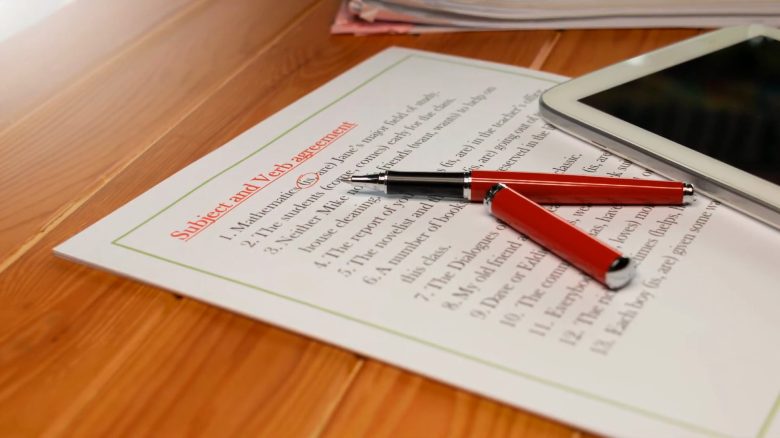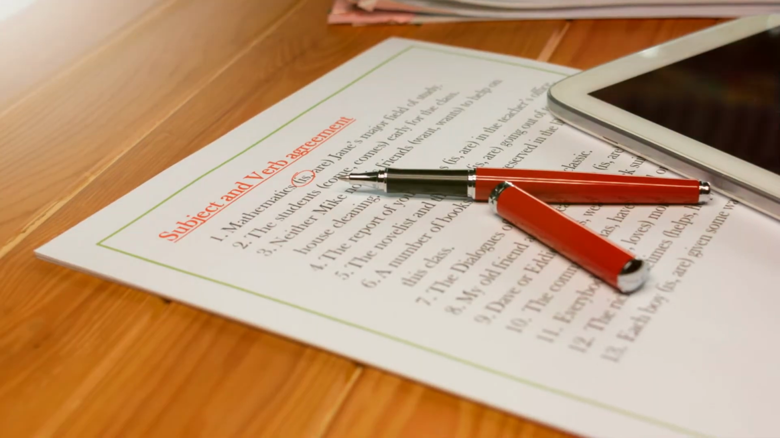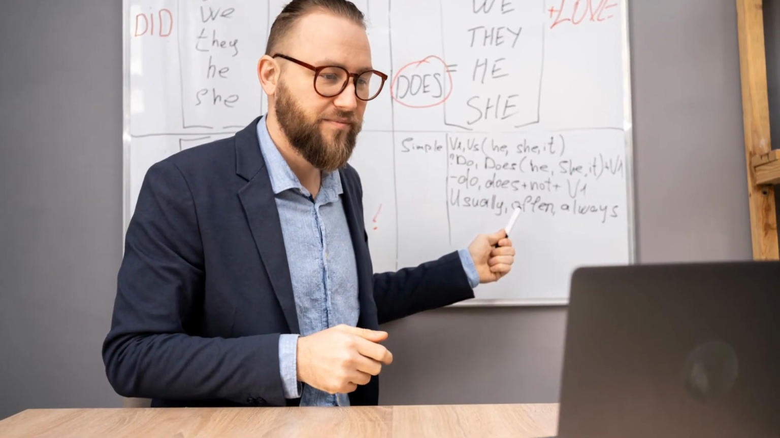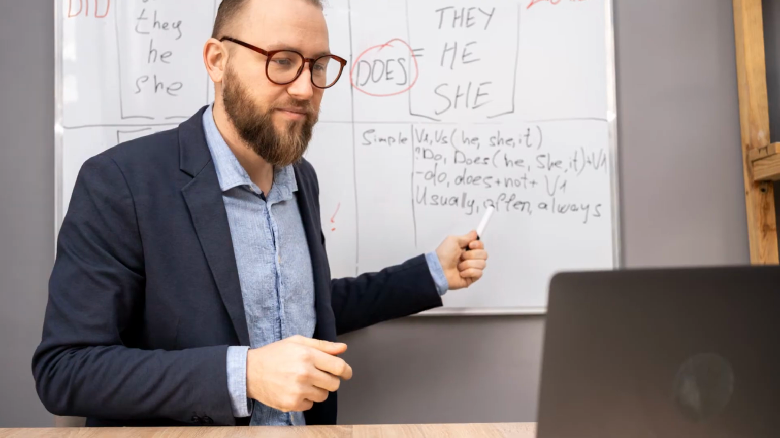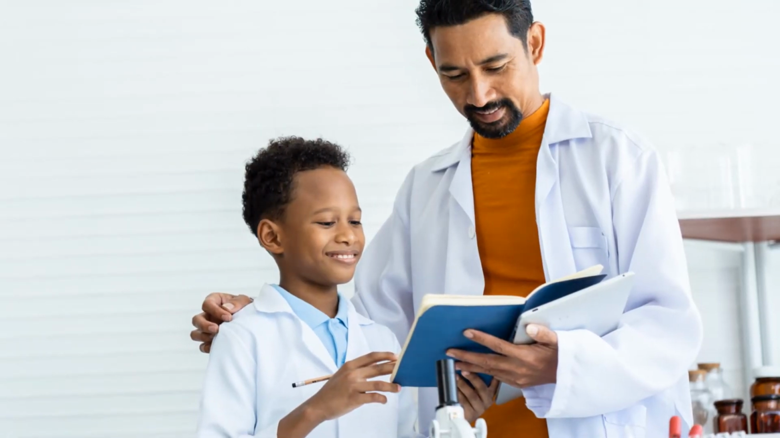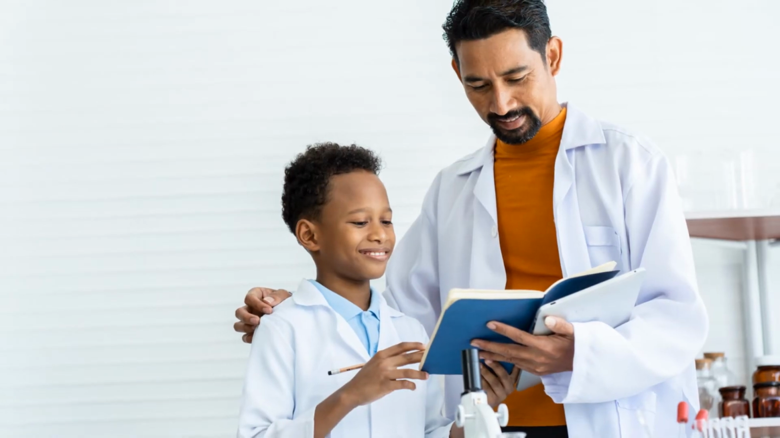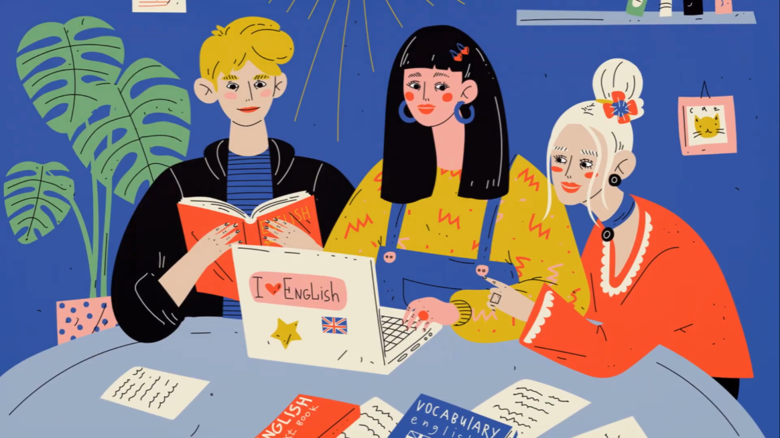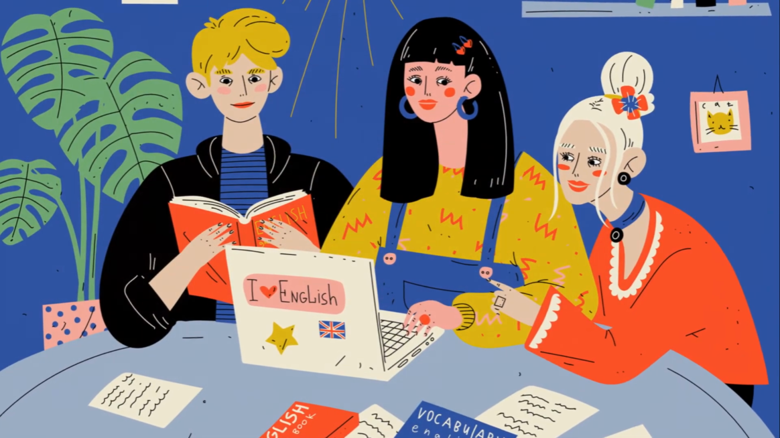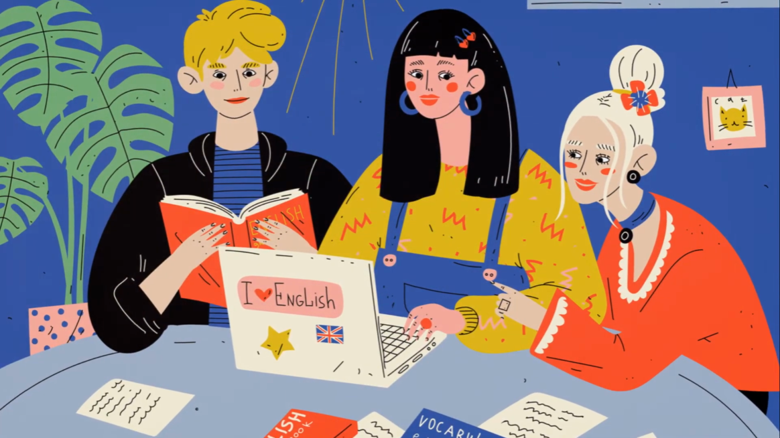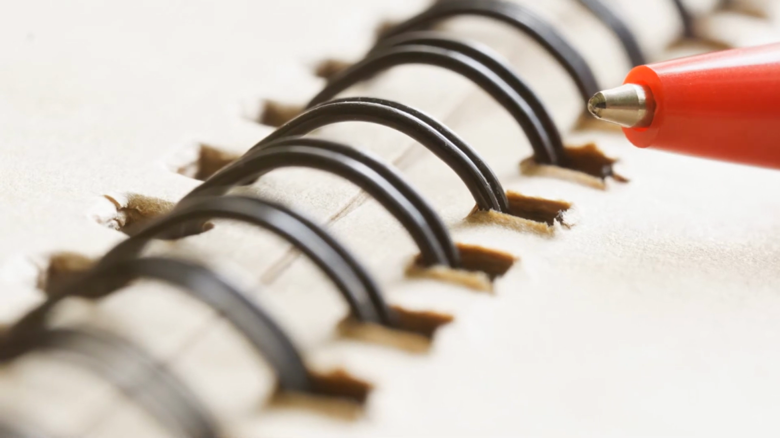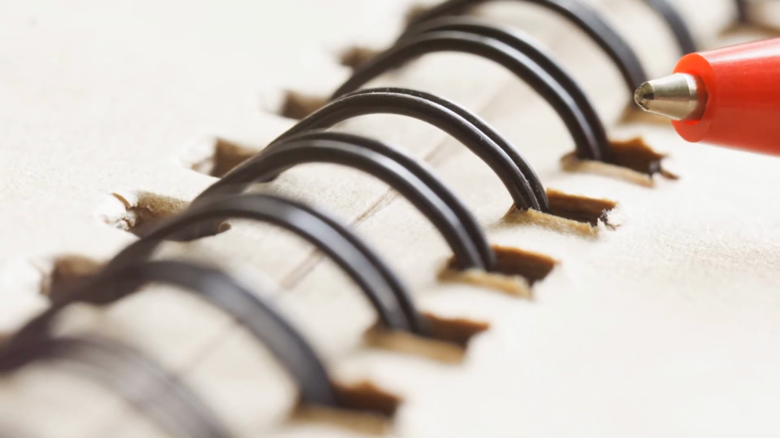These 3 grammar points, subject-verb agreement, use of articles, and preposition usage, are the building blocks of clear and correct English. They might seem tricky at first, but with practice, they'll become second nature. And remember, even if you make a mistake, that's just part of the learning process. It's through errors that we learn and grow, refining our understanding and usage of these critical grammar points.